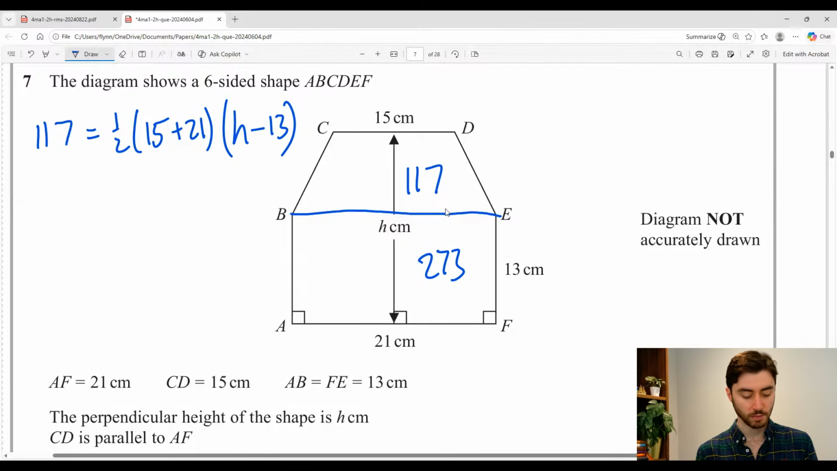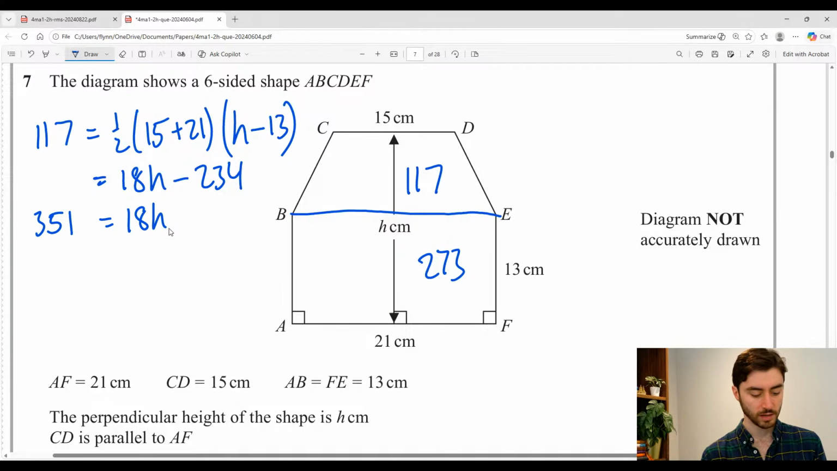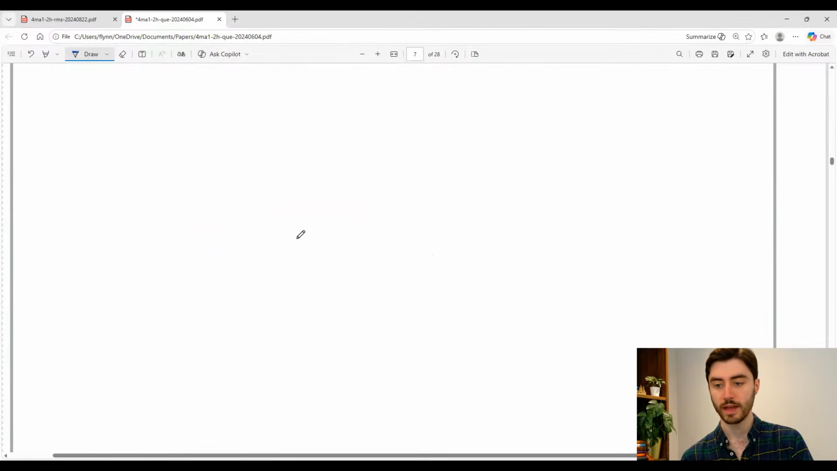So 15 plus 21 is 36, divided by 2 is 18. So it's 18h, and 18 times 13, so it's minus 234. 117 plus 234 is 351, which is 18h, divided by 18, and we get 19.5. So I'm going to submit that as the answer.